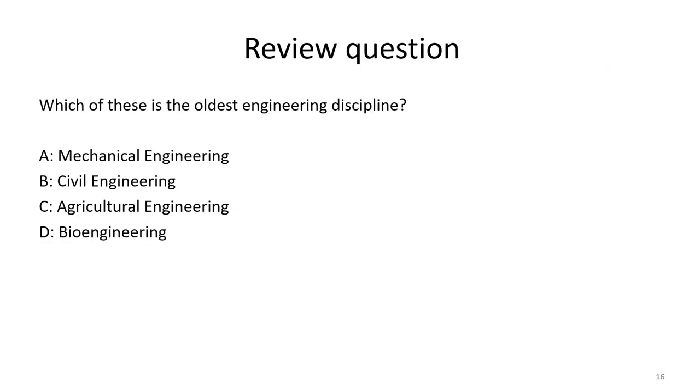So let's do a quick review question. See if you remember. Which of these is the oldest engineering discipline? Pause the video a moment and see if you remember. All right, and if you were thinking civil engineering, you would be correct. Agricultural engineering is not considered to have started until automation and the Industrial Revolution came about, but as we mentioned, civil engineering really became a thing as early as when humans settled into cities.